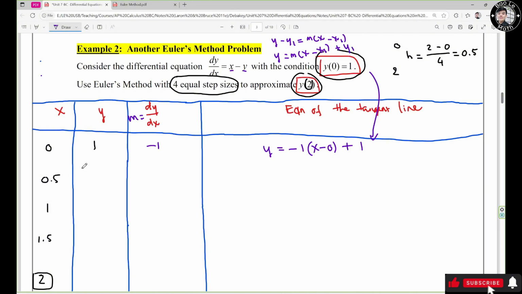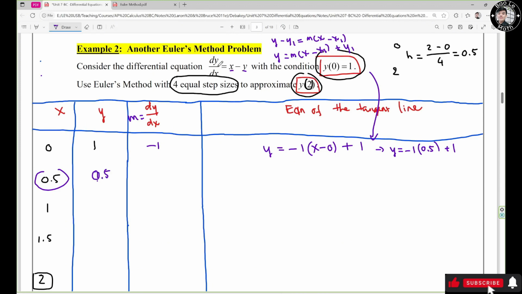Now, I need to evaluate y of 0.5 to find the value right here, right? I substitute 0.5 for s into this equation, right? So does that mean I have y equals negative 1 times 0.5 minus 0 is going to be 0.5, right? Plus 1. So it's going to be negative 0.5 plus 1 is going to be 0.5, right? So I have 0.5 right here, right?